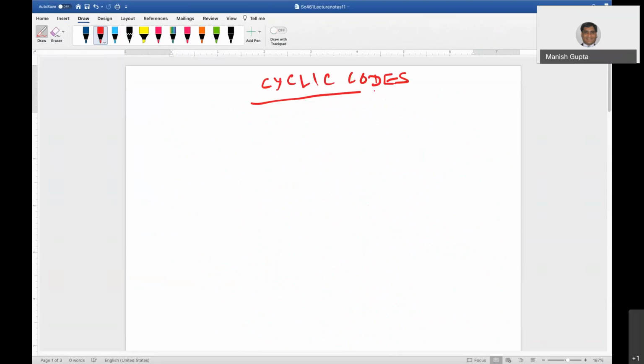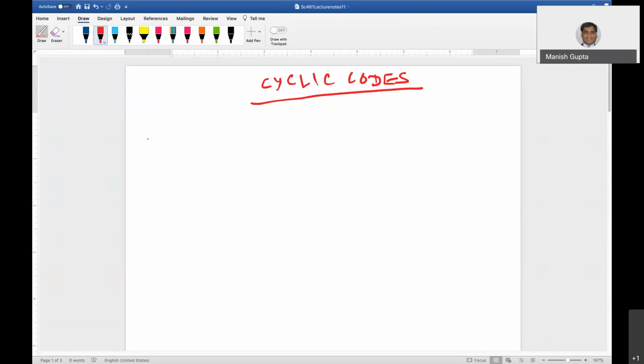Cyclic codes. It's a very interesting property, a very interesting thing about codes. Cyclic codes are very interesting, and they have wider applications. Almost all good codes are cyclic codes. We can show some of the basics, like Hamming codes are cyclic codes, and the Golay code is a cyclic code.